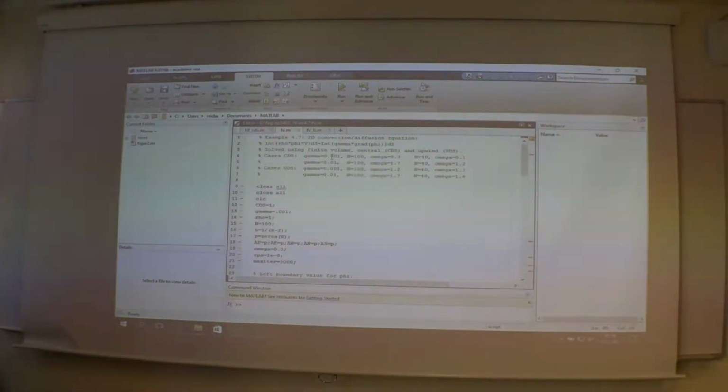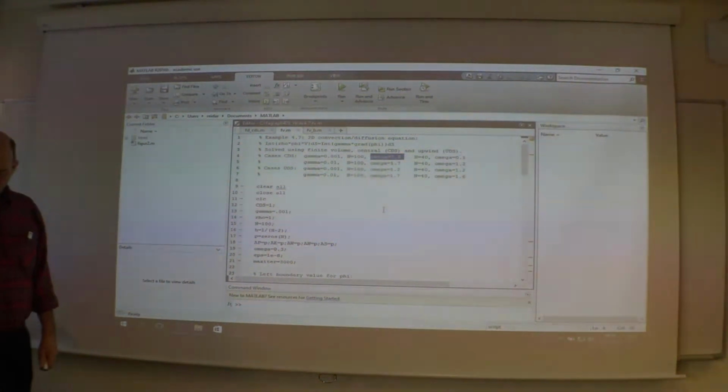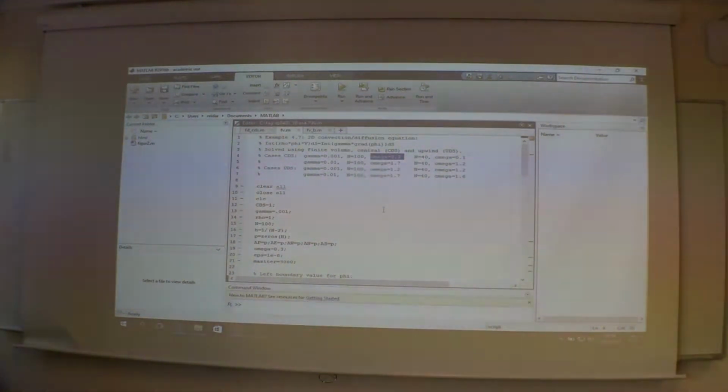So now I have the CDS scheme, central differencing. I have quite a small gamma. I have 100 points, a 100 by 100 case. Then, as you see here, I can't use an over-relaxation at all. It becomes unstable. I have to use under-relaxation. So I can show you if we run this one.